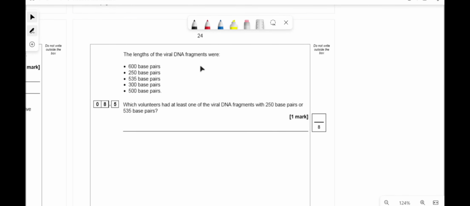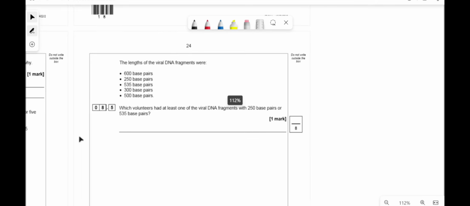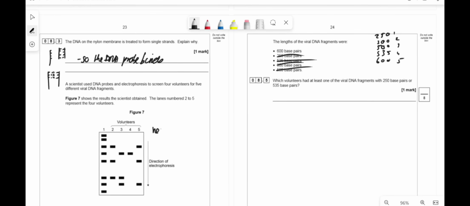Okay, the lengths of the viral DNA fragments were 600, 250, 535, 300, and 500. Which volunteers had at least one of the viral DNA fragments at 250 or 535? As a reminder, the heaviest ones stay towards the start, and the lightest ones go towards here. Ones, sorry, meaning the DNA fragments. If you have loads and loads of bases, it's not going to move very far. Because we're looking for 5 different things, this ladder's got more than five. It's got a couple extras. So we're going to be looking at each one of these to figure them out. This one's got to be the heaviest at 600. And then we've got 535, then 500, then 300, and then 250. So now we need to identify who has 250 or 535s.